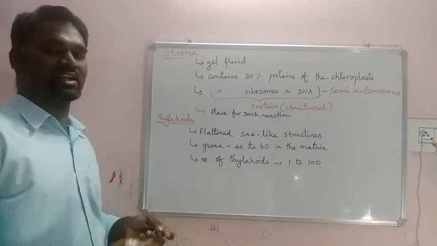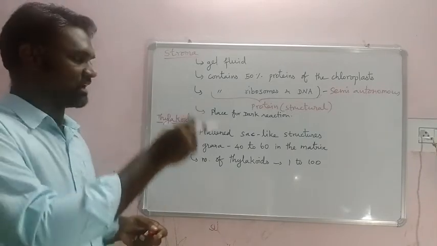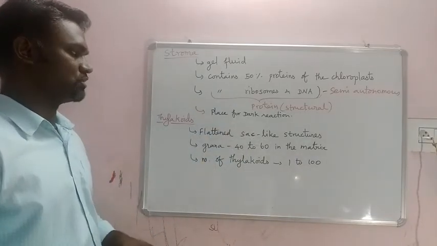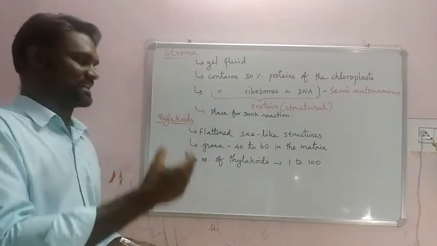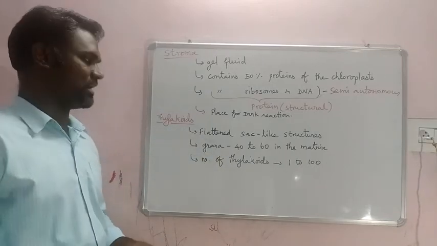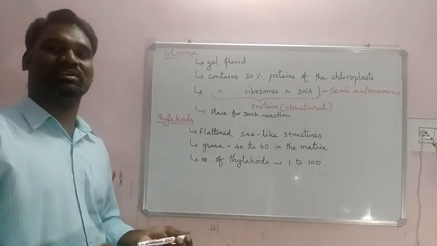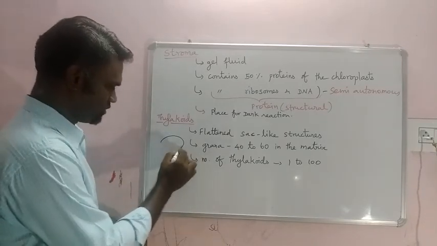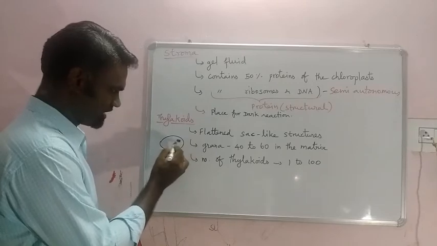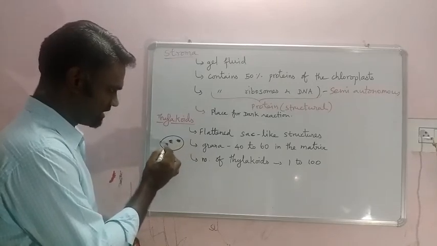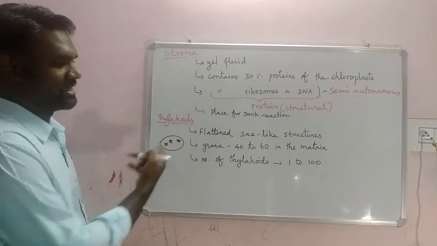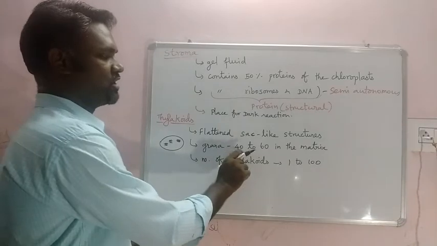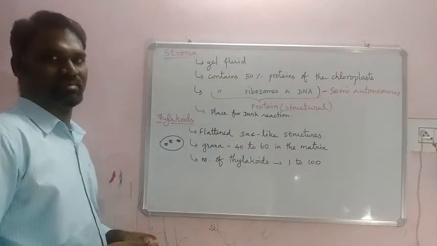That is the thylakoid arrangement. As you have seen before in the structure, thylakoids are flattened sac-like structures. The particular group of these sac-like structures is known as grana. So how many grana are possible in one chloroplast? Look at the coin arrangement which is available like this, correct guys? For example, I have given 3 grana here. If you look at one chloroplast, we can find almost 40 to 60 grana in the matrix.